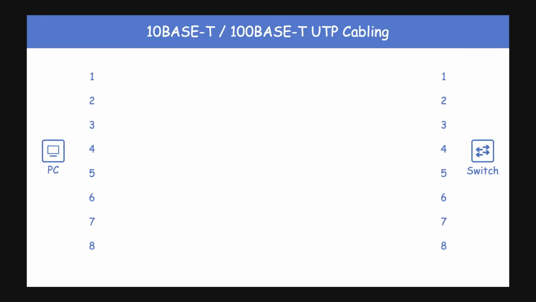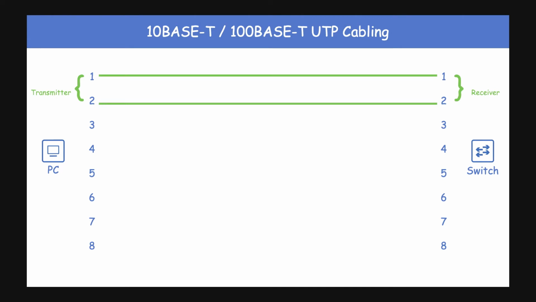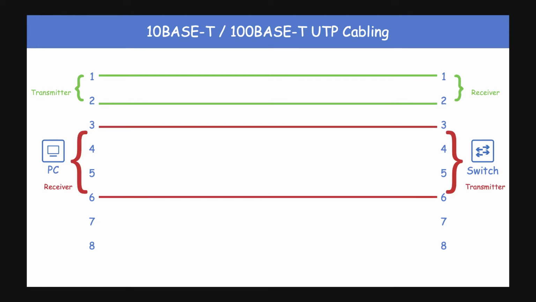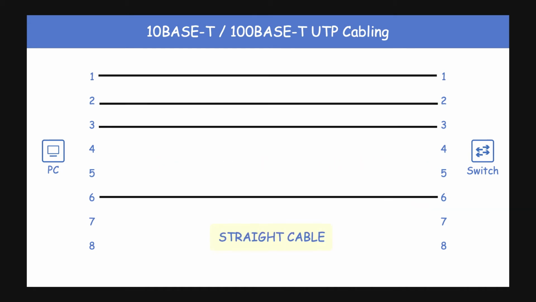For 10BASE-T and 100BASE-T, we will need only 4 pins or 2 pairs of cables. On the left, one twisted pair on pin number 1 and 2 is used for transmission, connecting to the right-hand side pin number 1 and 2. And pin number 3 and 6 on the left-hand side receives data transmitted by the right side on pin 3 and 6. This allows transmission and receiving of data to happen at the same time, making the connection a full duplex transmission. This kind of one-to-one connecting cable is known as a straight cable.